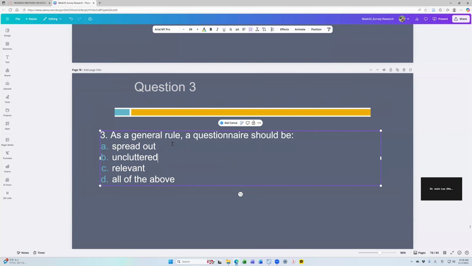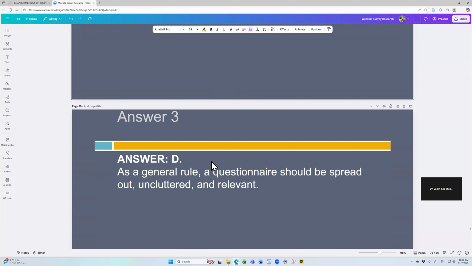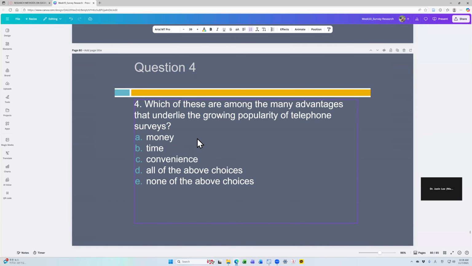Everything one line, spread out. Yes. Uncluttered, which means easy to read, not very complex. Yes. Relevant? Yes. All of the above sounds right. Okay? All of the above.